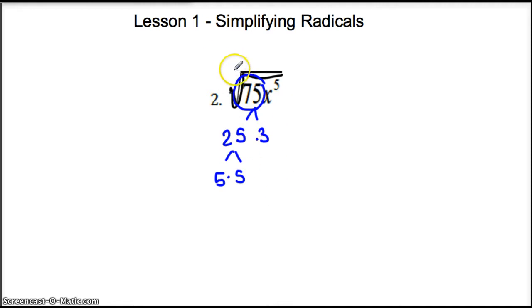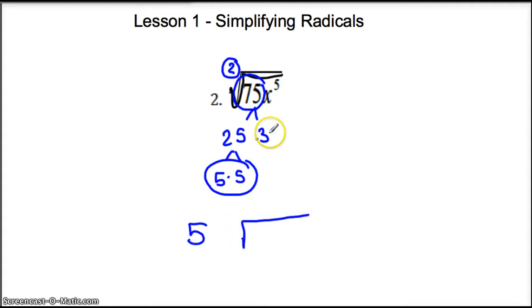Now to get out of jail, you have to have two partners, because remember, the index of this radical is 2 when it's not written. So you need two partners to get out of jail. Right over here, we got two 5s. This 5 gets out of jail. We bust him out. Now who's stuck in jail? This 3. He's stuck in jail, so we're going to put him right back in jail. He can't find a friend.